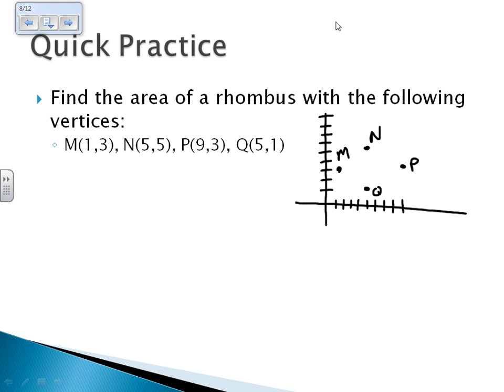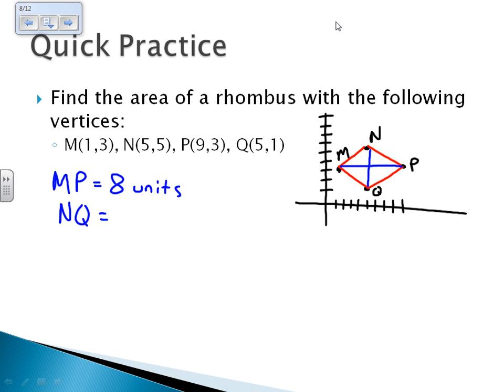Hopefully yours is a lot neater than mine. Which pieces do I care about for the rhombus? The diagonals. So I want to find MP and MQ. What is MP? We can call it diagonal 1. How long is it, though? 8. So it's 8 units.